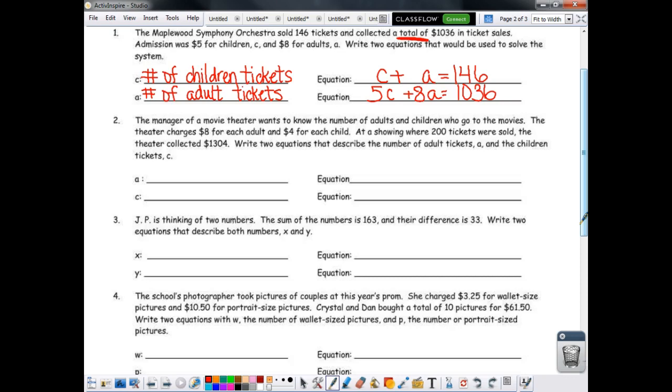Okay, so look at number 2. The manager of a movie theater wants to know the number of adults and children who go to the movies. The theater charges $8 for each adult and $4 for each child. At a showing where 200 tickets were sold, the theater collected $1,304. Write 2 equations that describe the number of adult tickets A and the children tickets C. Okay, so what does A stand for? Adult tickets. So number of adult tickets.